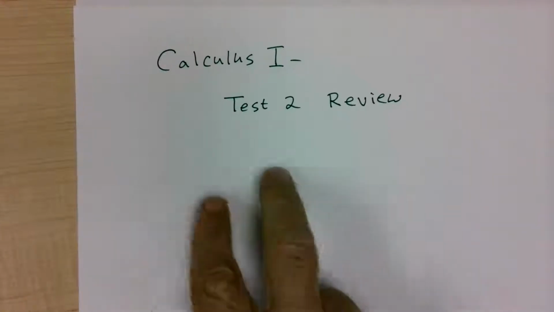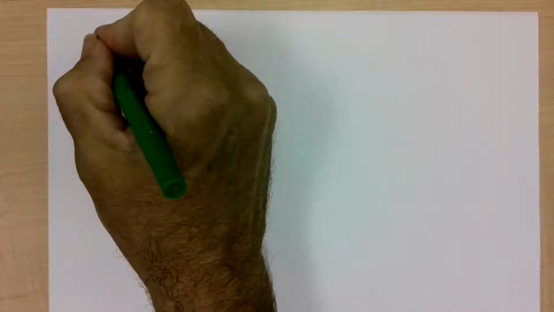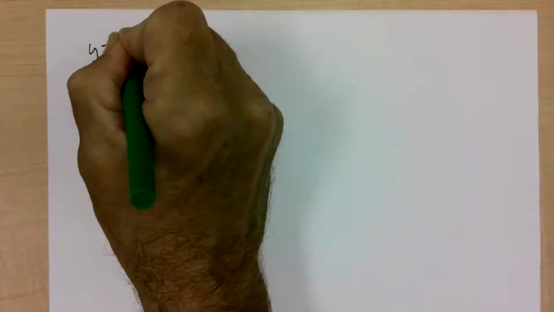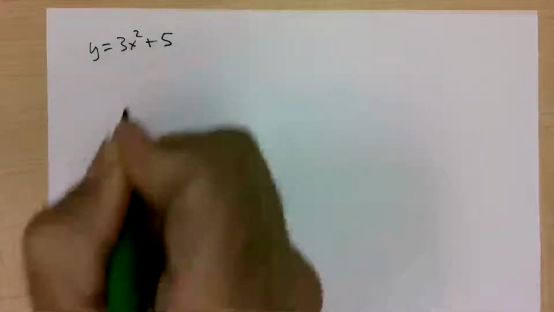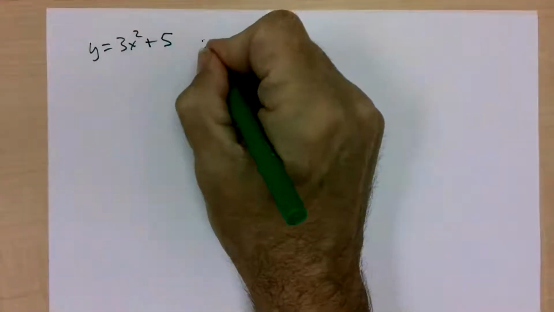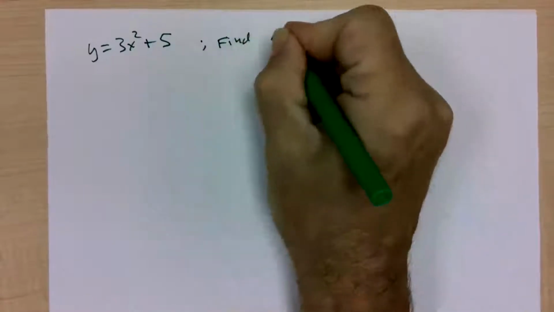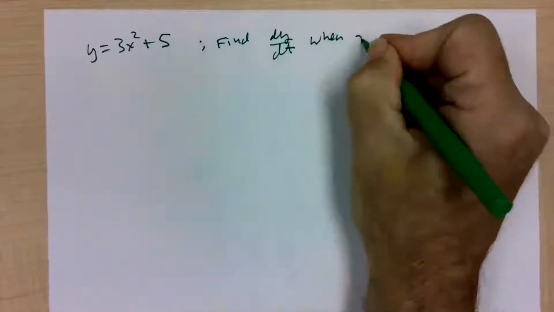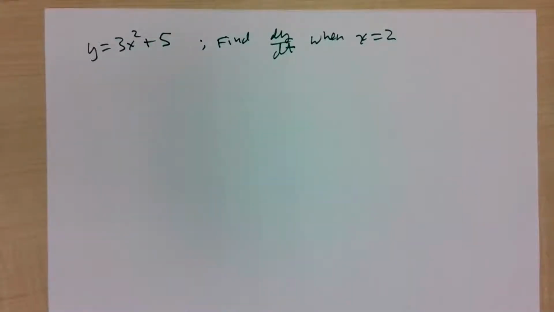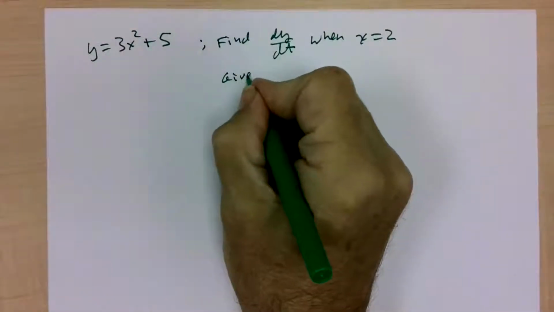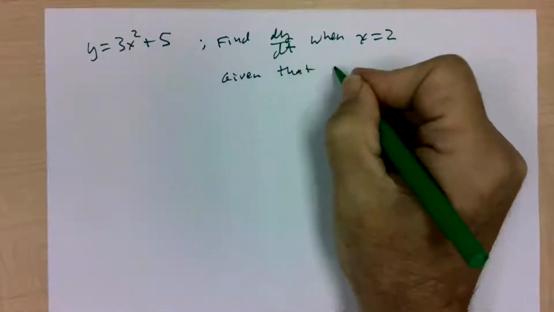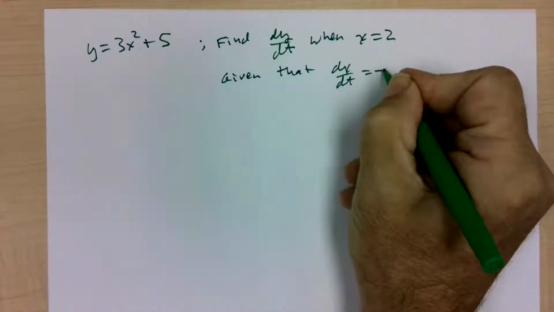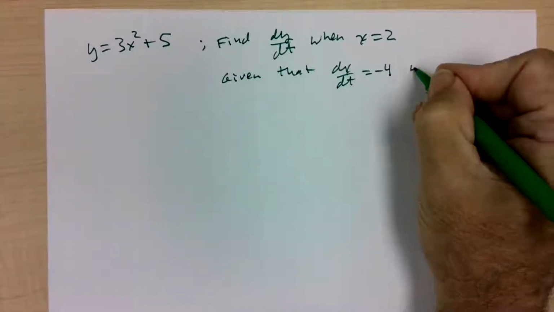So let's take a look at what we have here. The example I'm going to start with is the following equation: y equals 3x squared plus 5. We want to find dy/dt when x equals 2, given that dx/dt is -4 when x equals 2.